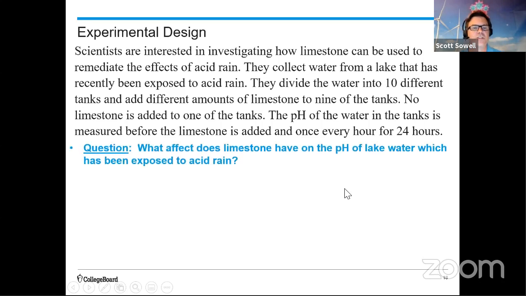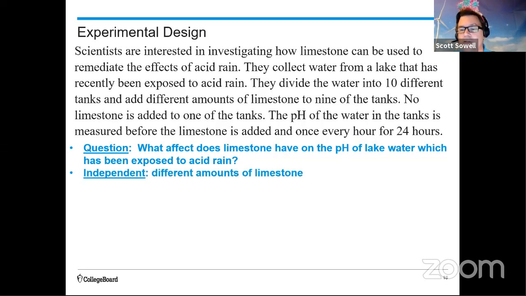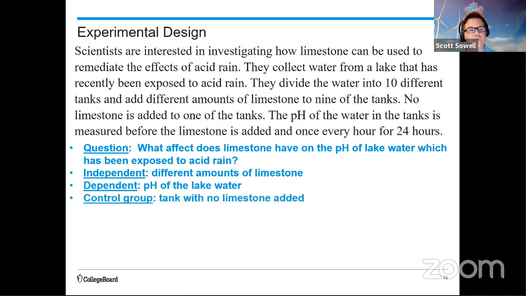So our question is, what effect does limestone have on the pH of the water which has been exposed to acid rain? The independent variable would be the amount of limestone you put in each of the tanks. The dependent variable is the pH of the water. That's what you're trying to determine. Your control group would be the tank with no limestone added. That acts as your baseline comparison. Your methods would be up here.